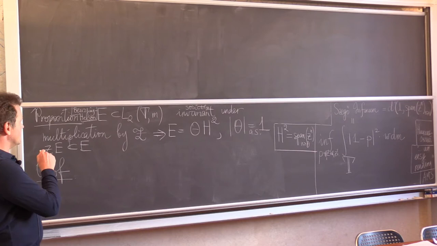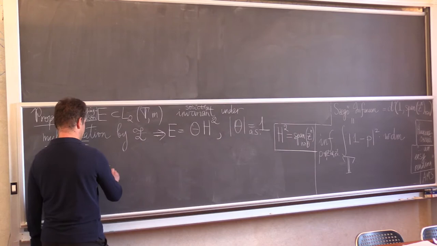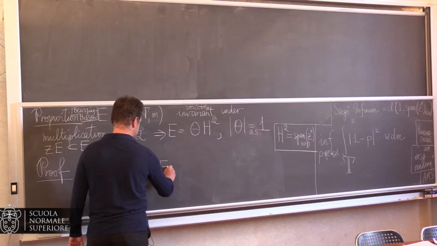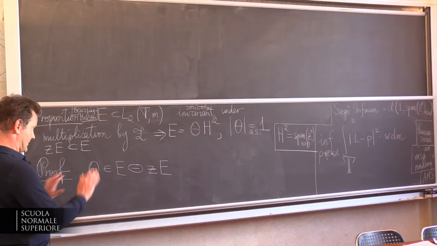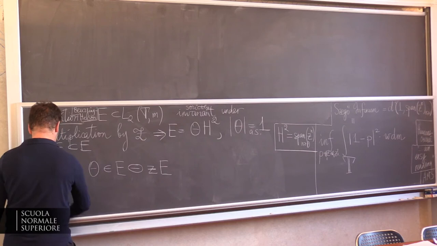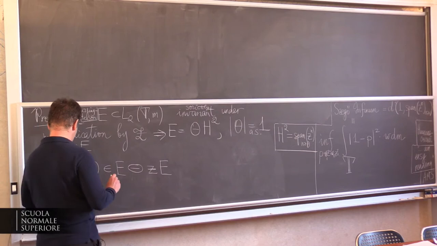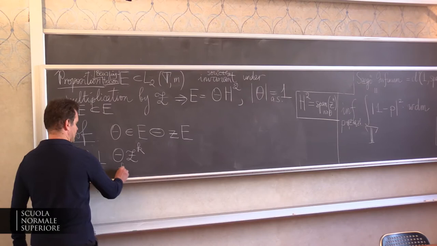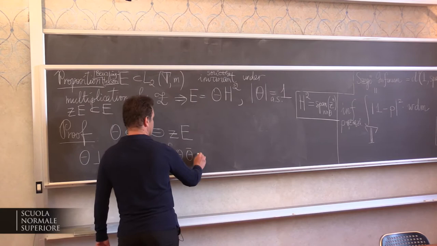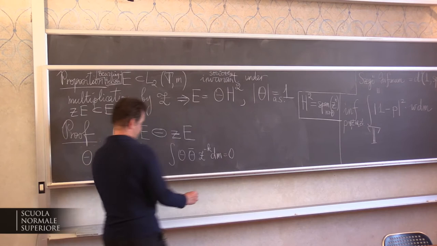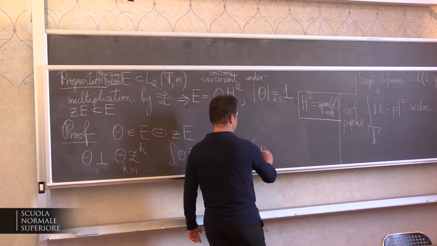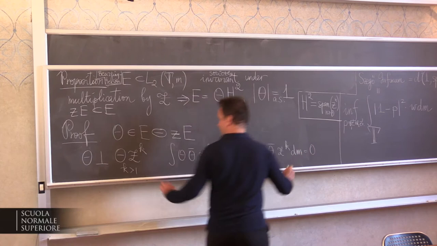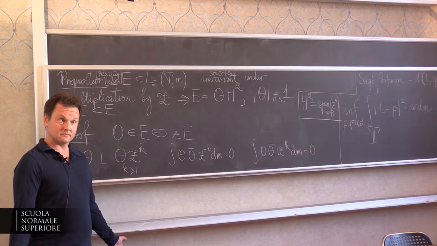Okay, let's prove it. Let's consider theta, a function in E minus Z E. Then it's some function, we don't know what its properties are. Let me proceed in order. Theta is orthogonal, by the very definition, to theta Z to the k, k at least 1. Writing it down, we obtain the integral of theta bar Z to the minus k dm equal to 0. This is in fact not one relation but two, because conjugating, we also obtain the integral of theta bar Z to the k dm equals 0, for k greater or equal to 1, which precisely means that theta bar is a constant.